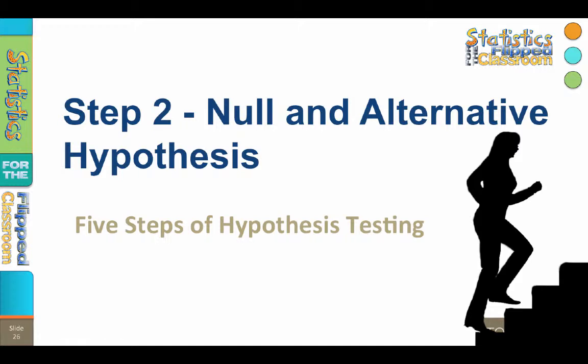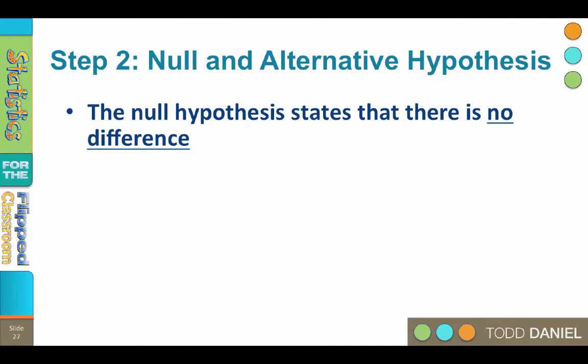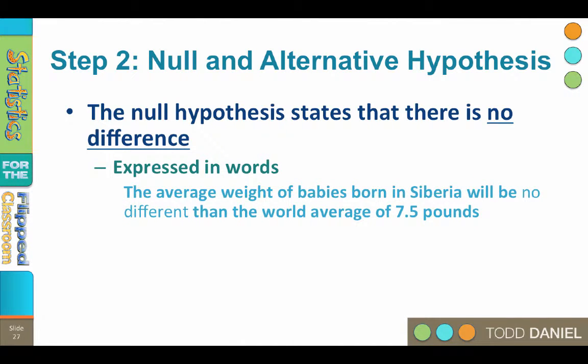Step 2 in the 5 steps of hypothesis testing is to create a null and alternative hypothesis. The null hypothesis states that there is no difference between the sample mean and the population mean, and by extension, any apparent differences are due to chance. Expressed in words, the null hypothesis would be the average weight of babies born in Siberia will be no different than the world average of 7.5 pounds.